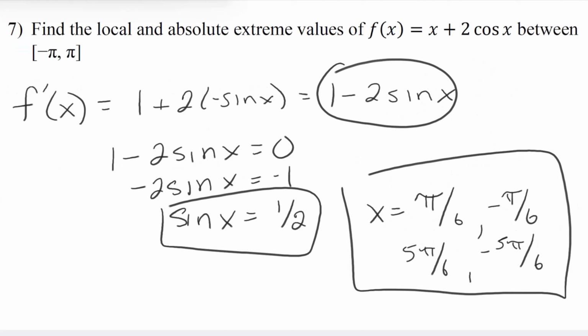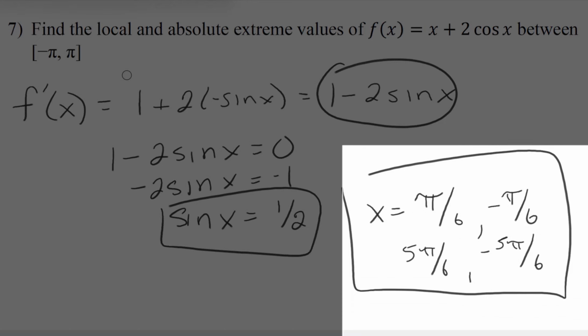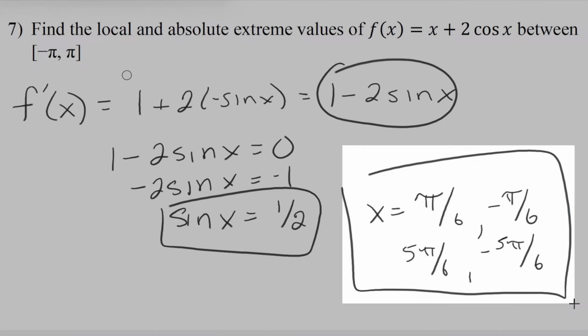The pi over 6, the negative pi over 6, those. Oh, that's what gives you 1/2. Yes. So these are the x values that are going to give me my mins and maxes. Now I have to plug those into the problem to find out which ones are my mins and maxes.